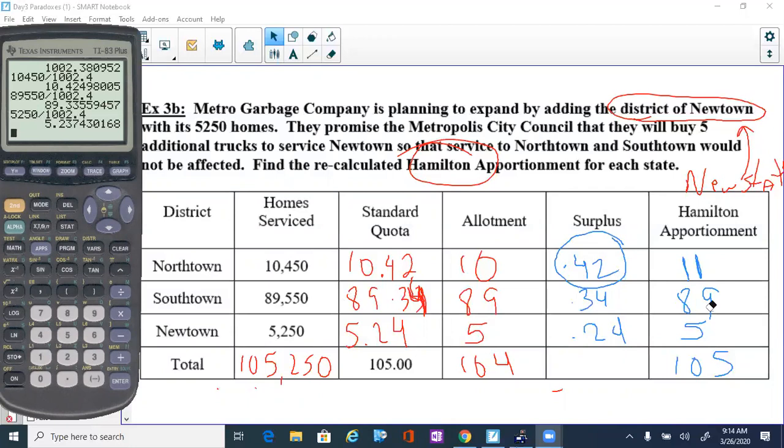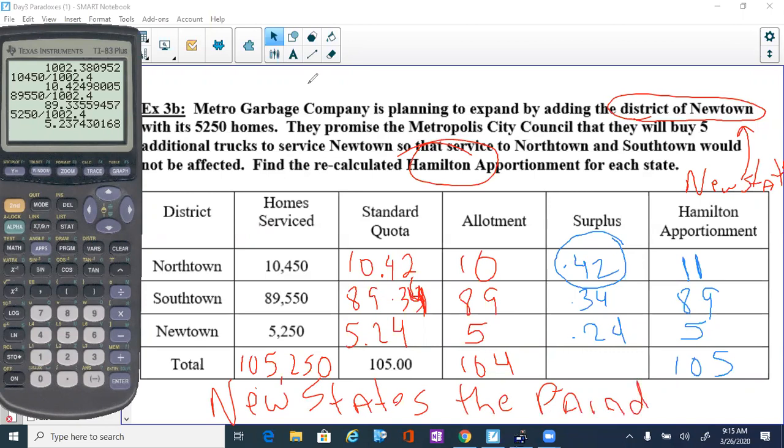So this is what we'd call the new states paradox. That's how it shows up. You have to pay attention to the amount beforehand and then what happens after the change. So, paradox.